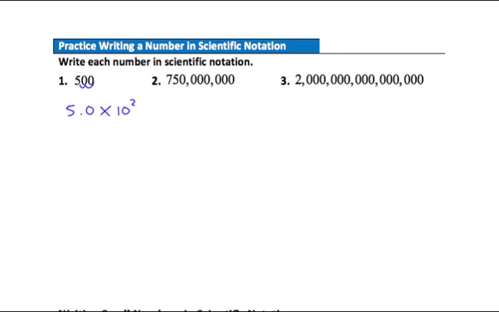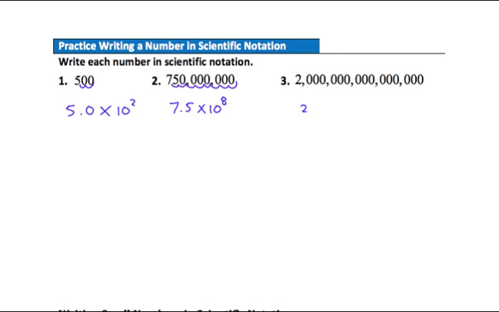Question 2. Well, I got 7.5. Let's see how many places I would have to move that decimal in 7.5. So if it started right here, I need to move it 1, 2, 3, 4, 5, 6, 7, 8 places. So 10 to the 8th power.